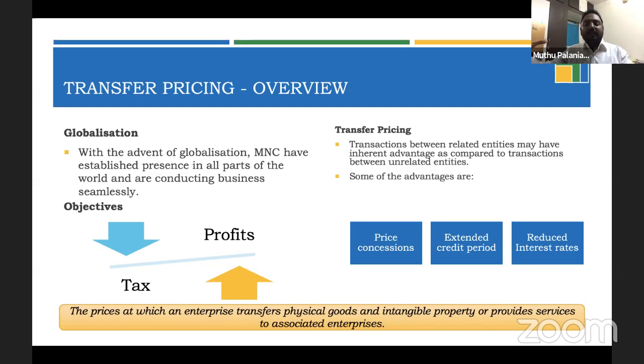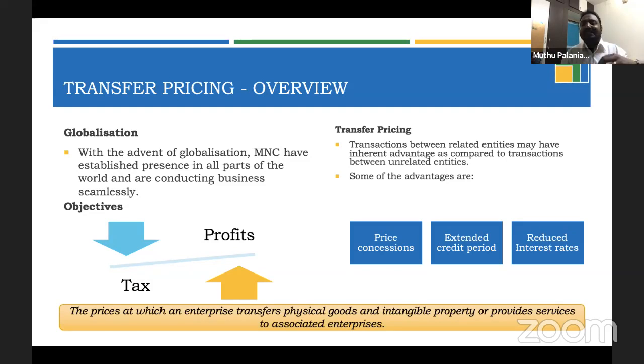What is the advantage when it is happening between related entities as compared to unrelated entities? Some of the advantages could be price concessions. When you say price concession, it is something like discounts. So whatever you buy or sell, compared to the outside market, it will be comparatively lower or higher depending upon the situation.